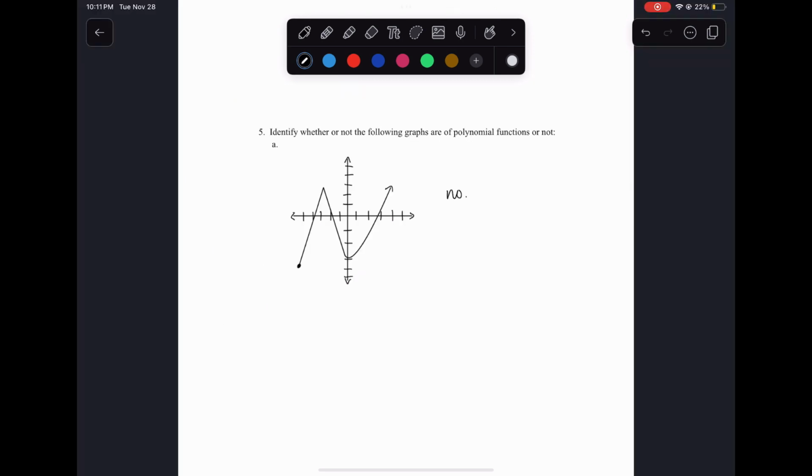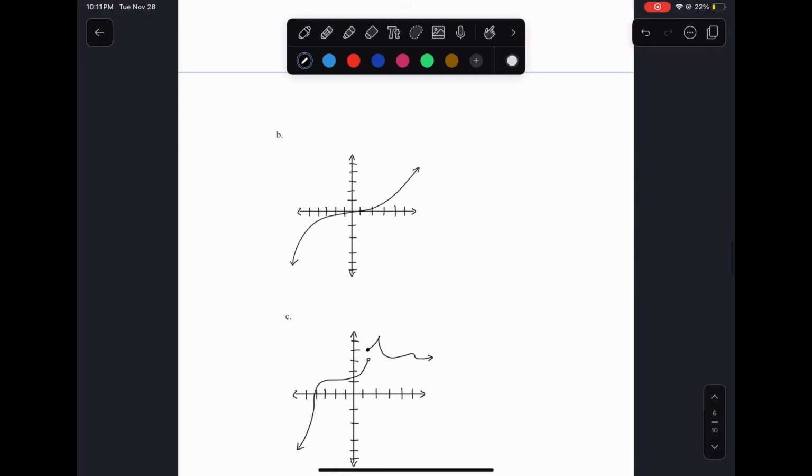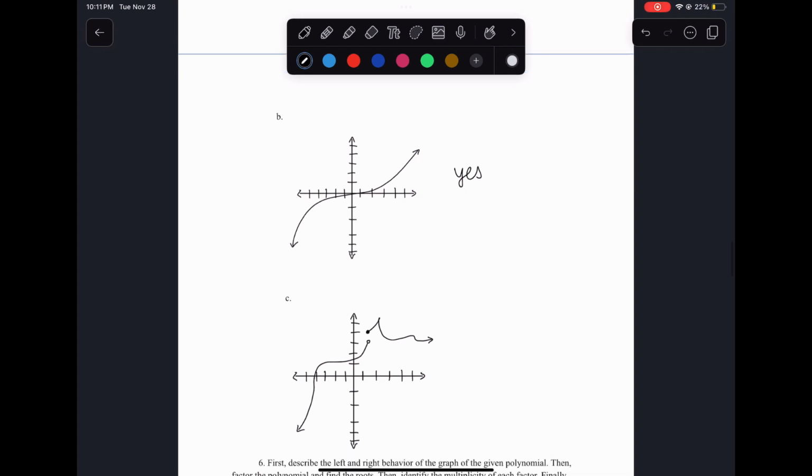Yep. Okay, now it's time to determine whether this is a polynomial function or not. That one wasn't. This one is. This one has an odd jump in between, so it is not.